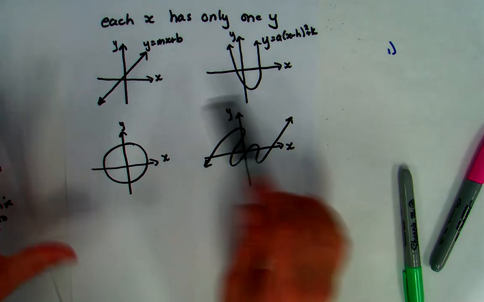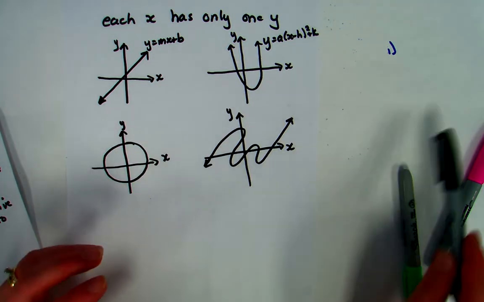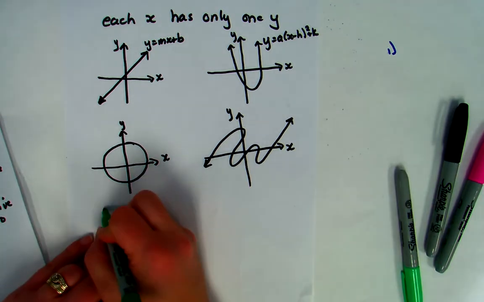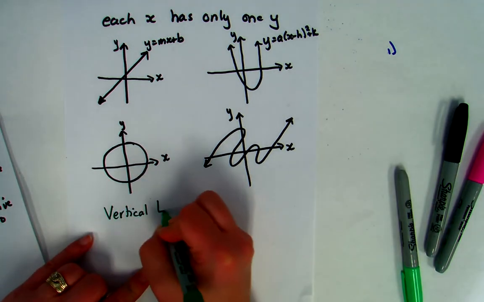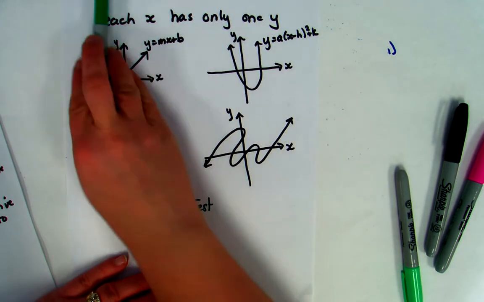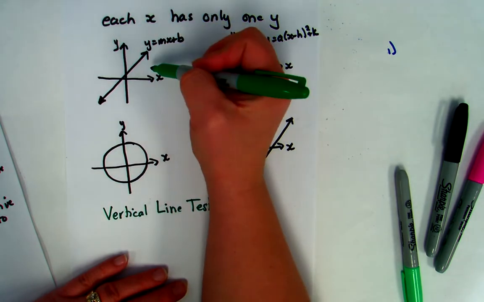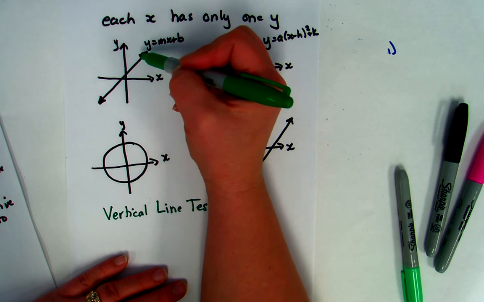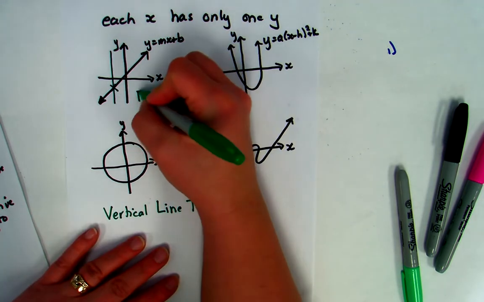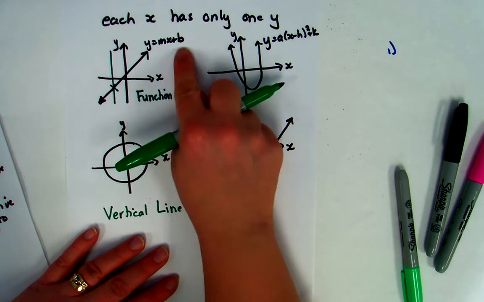So now, all of these are relations because they have an X and a Y. They're given to us as a picture though. We can test to see if each X has only one Y by using something we call the vertical line test. The vertical line test says you imagine a vertical line sliding across your graph, and we're not worried about the axes, we're only worried about the actual picture itself. And if you only touch it once every time you draw a vertical line, it passes this vertical line test, and it is a function. So this line will be a function.